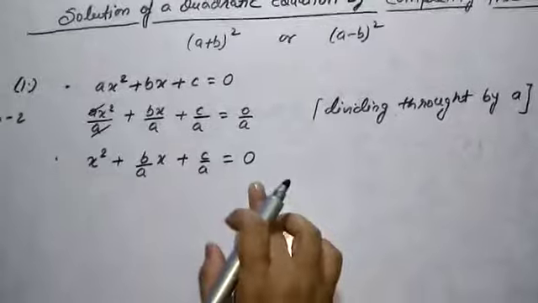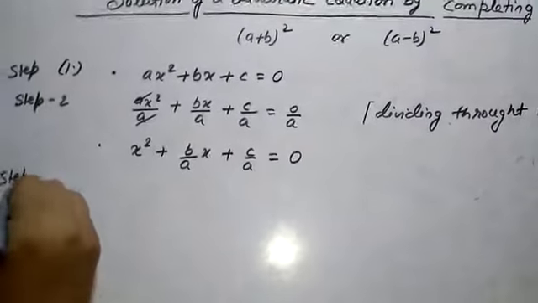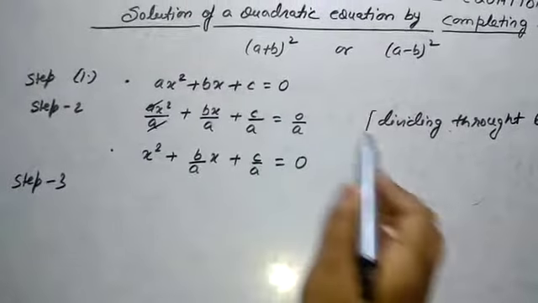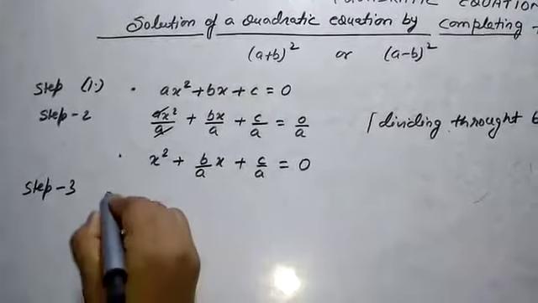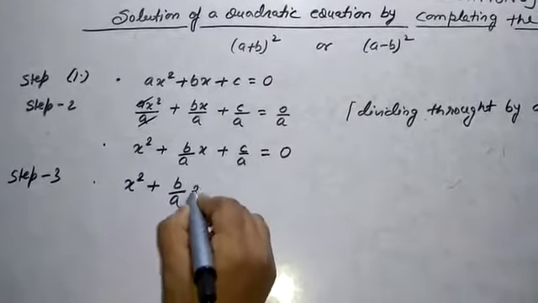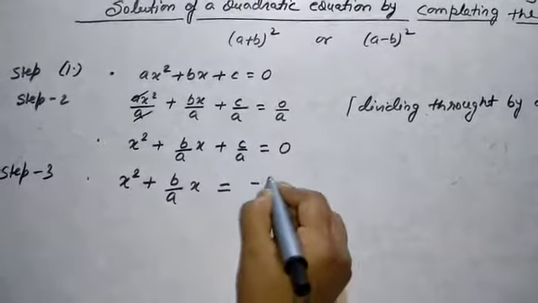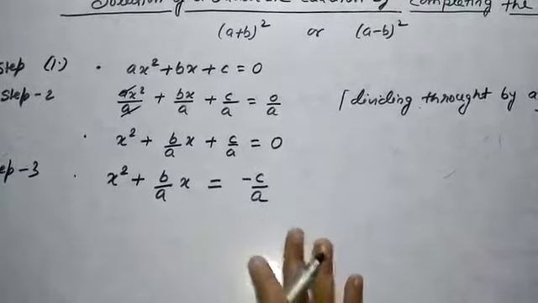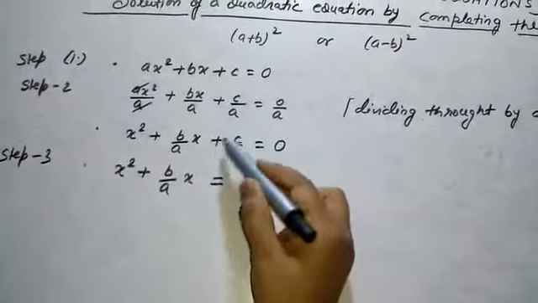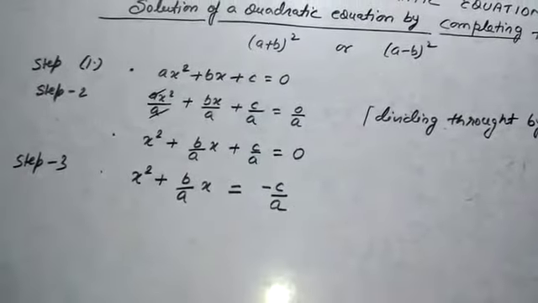Now the third step is we will shift this constant term to this side. So here it will convert into x square plus b by a x equals to minus c by a. Okay, we will shift this constant term to this side.